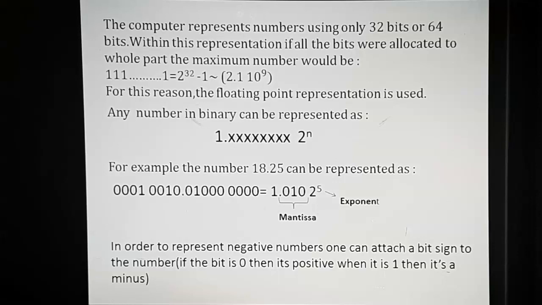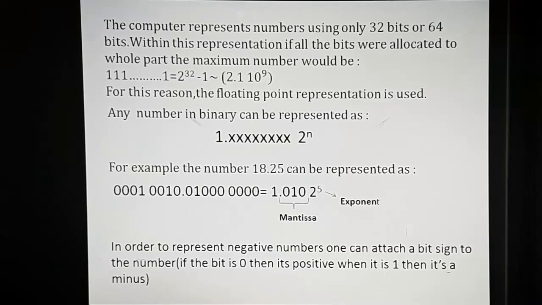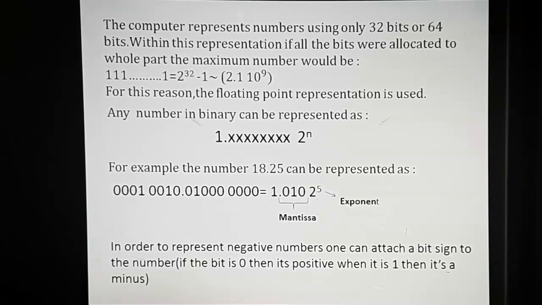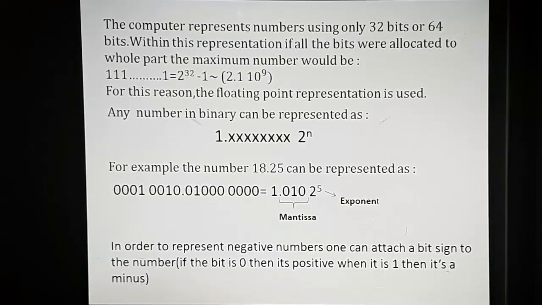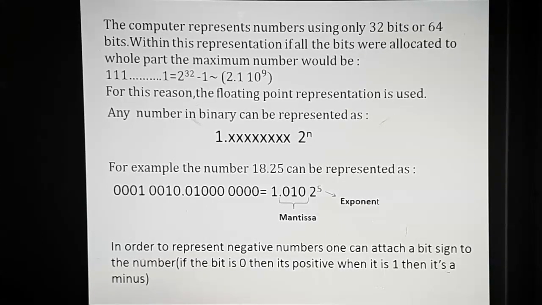Now, the computer uses only 32 bits or 64 bits to represent a number. The 32 bits representation is called single precision. The 64 bits representation is called double precision. Now, previously, the old computers used only 32 bits to represent a number. Now, the new computers use 64 bits to represent a given real number.